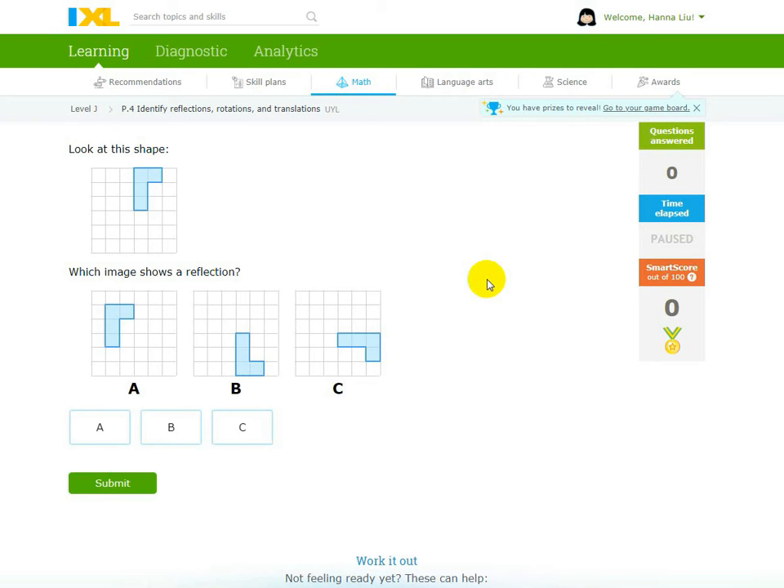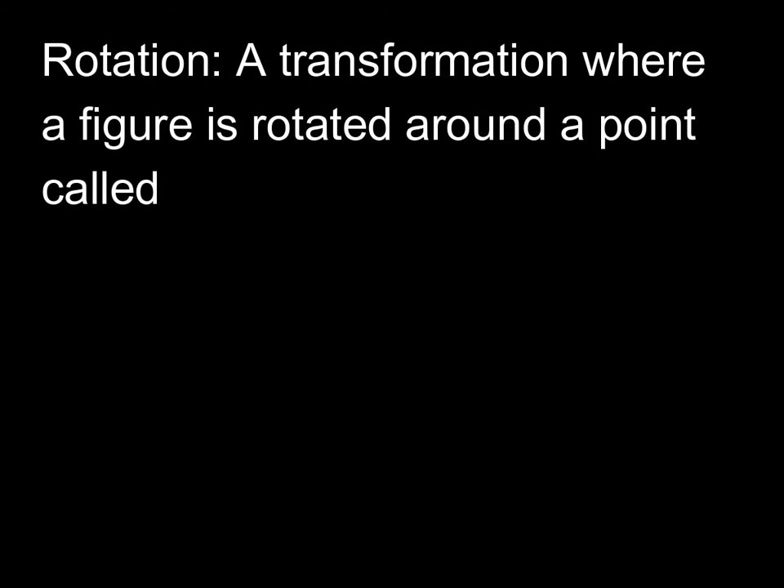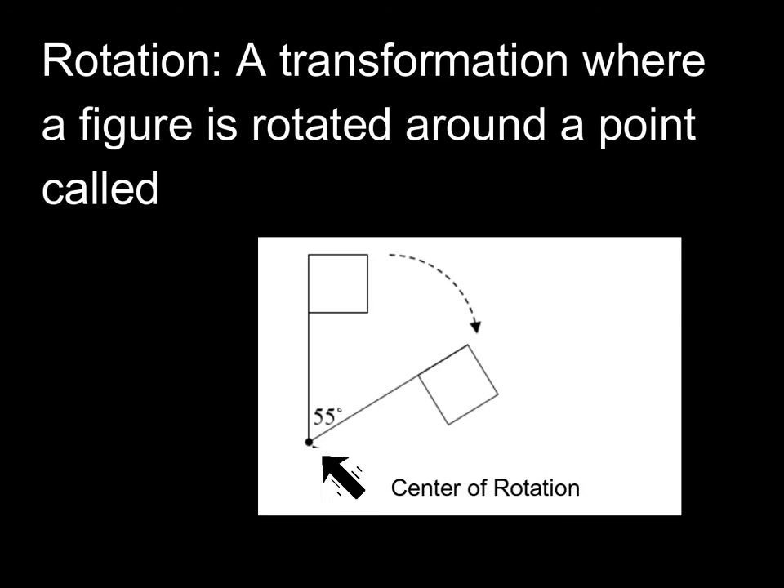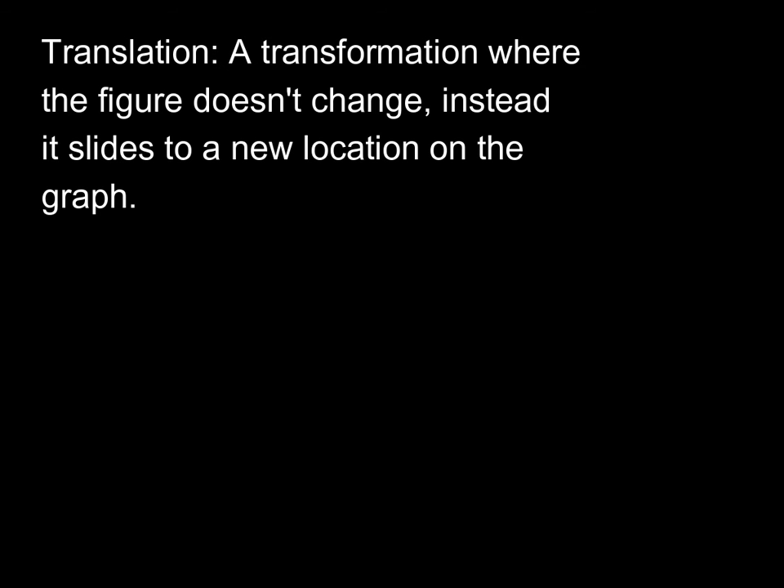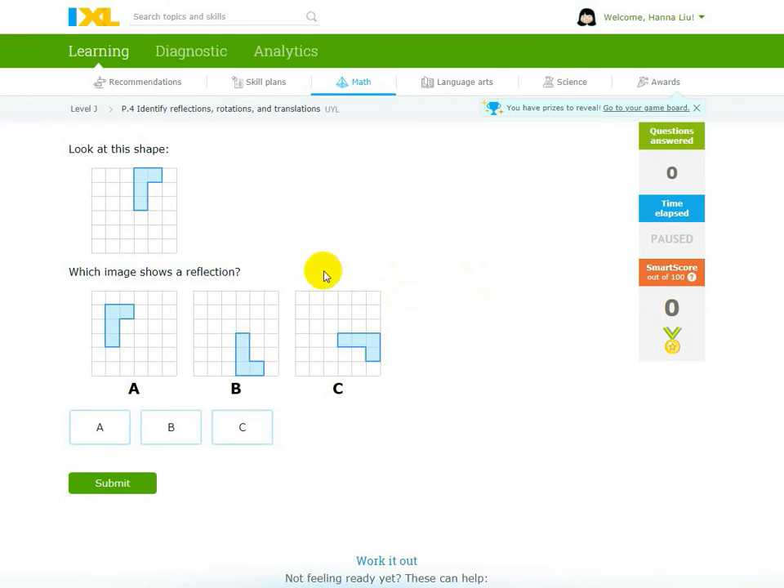So I just want to quickly give some definitions. A reflection is a transformation where a figure is reflected over a line called line of reflection. A rotation is a transformation where a figure is rotated around a point called center of rotation. And lastly, a translation is a transformation where the figure does not change, instead it slides to different coordinates on a graph.